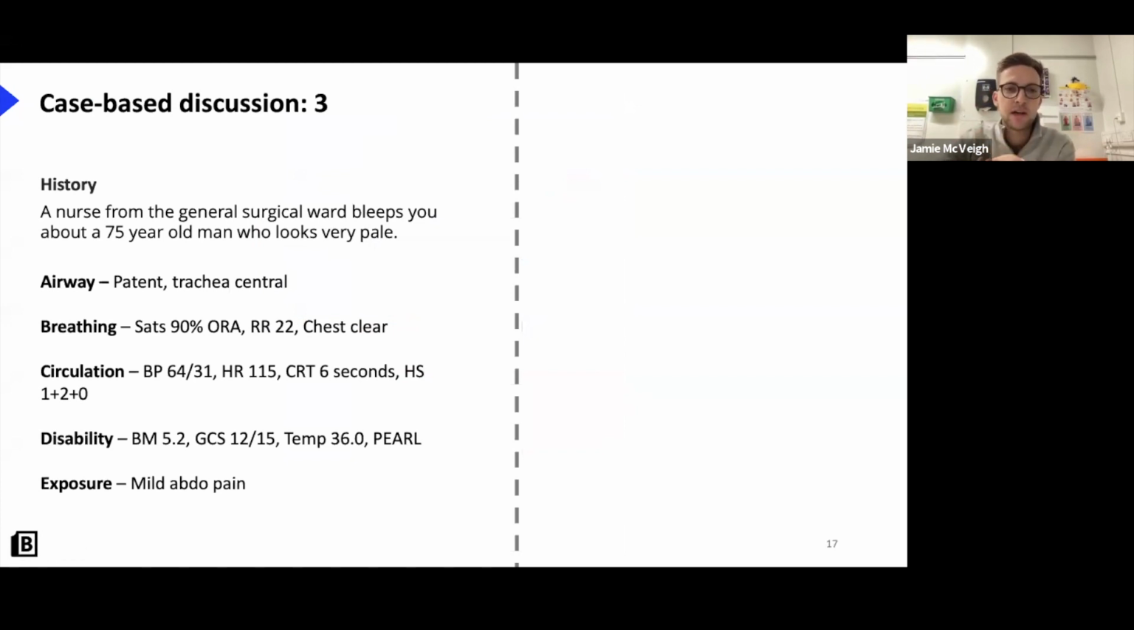So you get bleeped by a nurse on the general surgical ward, and he says that there's a 75-year-old man here who's looking a bit pale, and I'm a bit worried about him. What do we do? As we've spoken about on the phone, try and get a bit more information. Why is he here? And what are his observations? And he's able to tell you over the phone that his heart rate's 110, but they can't get a blood pressure reading at the moment. Okay. And that's a bit concerning.